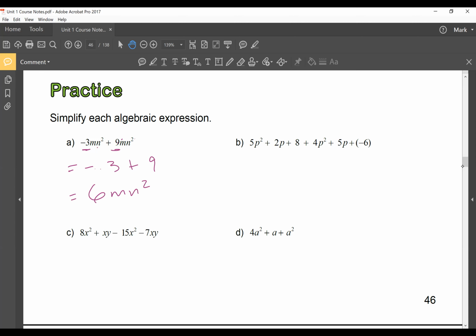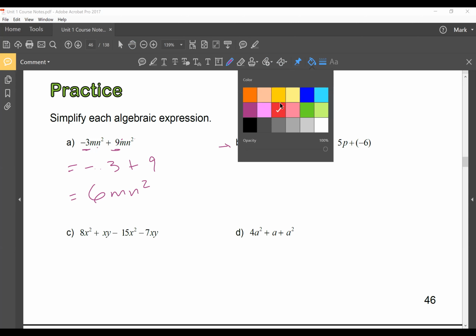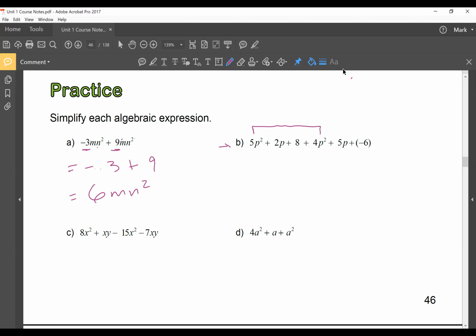For something like B, it's a little more complicated because I don't have only like terms. I have what we would call unlike terms. So I combine the terms that are like, meaning they have the exact same variable and exponent. These are like terms. You can see them, I colored them in purple, blue, and red.